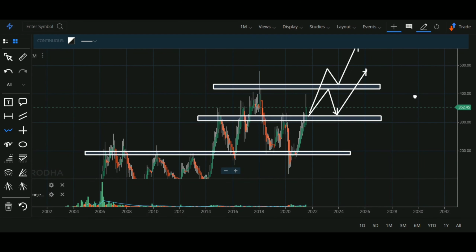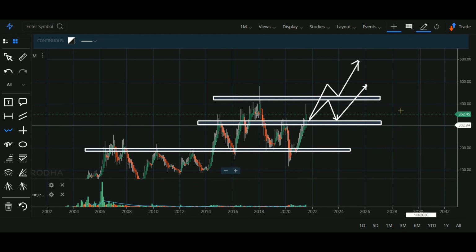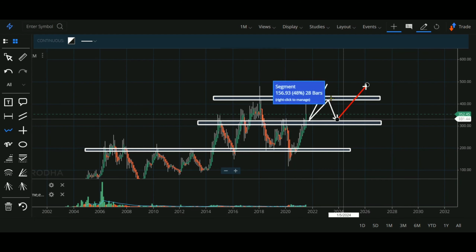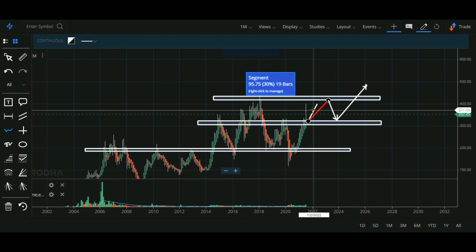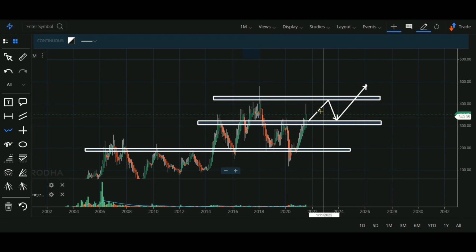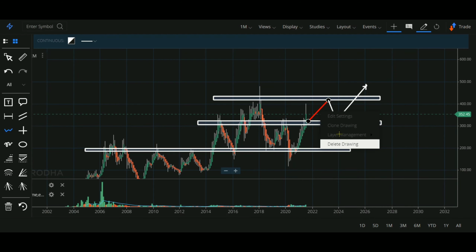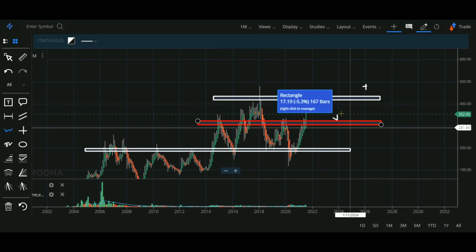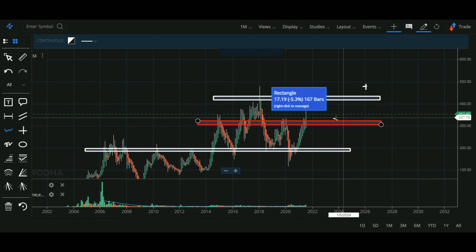So this is what Mangalam's chart is showing me right now. So let me just erase these points. I'm just going to keep the major support resistance zones as of now. And now what I'm going to do is I will be moving on to a weekly time frame to look at it in a different fashion to see what this chart is showing me.